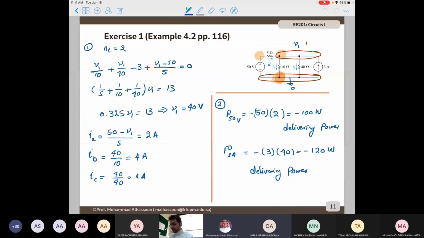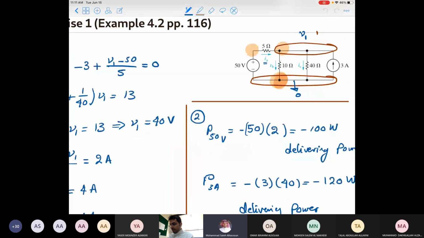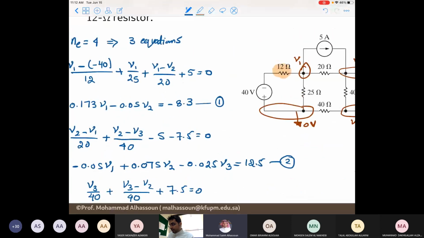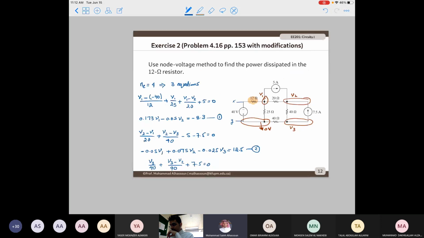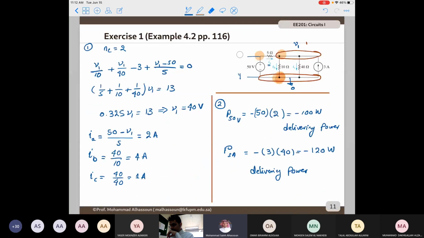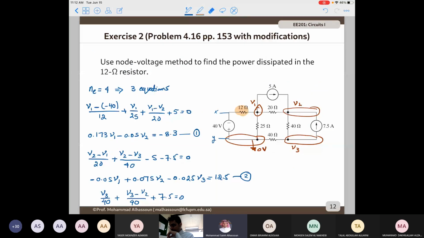No, it depends. If it's positive up and negative down, then it means that this point, let me call this one X, has higher potential than Y. If it's this way, then X has lower potential than Y. In this case, X has lower potential than Y. Okay? If it's not clear, we'll discuss it later.